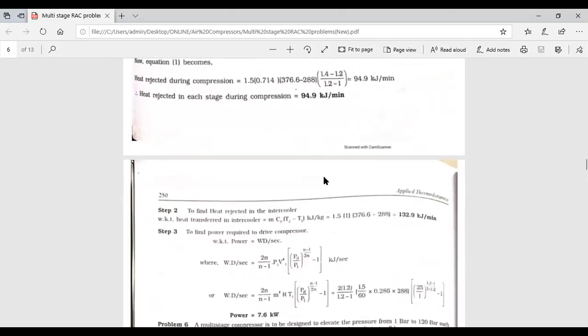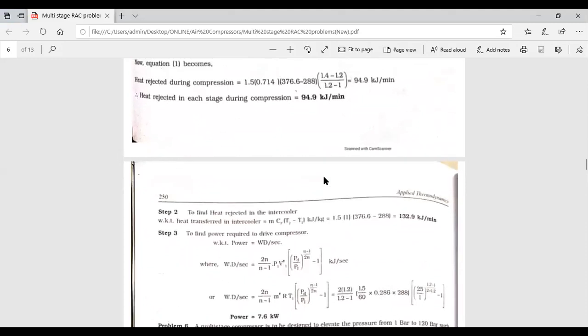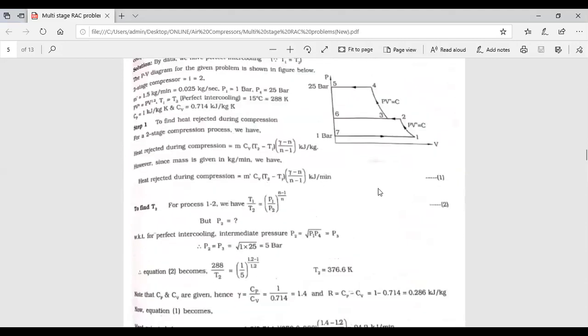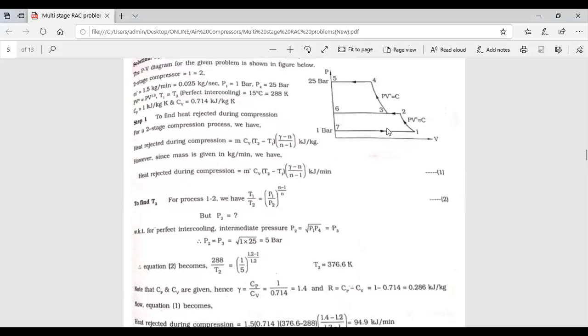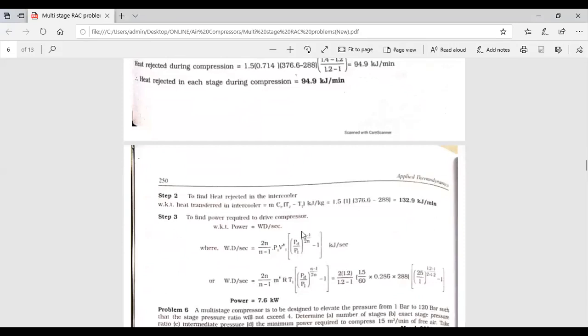Okay, next, what is the heat rejected in the intercooler? That is a very simple formula. What is heat rejected? This heat rejection takes place at constant pressure. That is m Cp into (T3 minus T2). Okay, so m Cp into (T2 minus T1), sorry, because it is the intercooler. m is how much? 1.5, and the Cp is what? 1.005, into 376.6 minus 288. You'll get this much heat rejection in the intercooler.